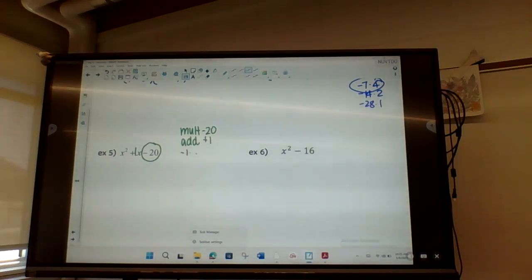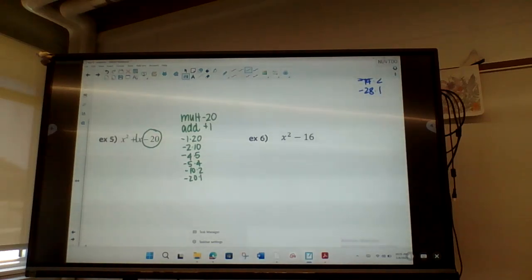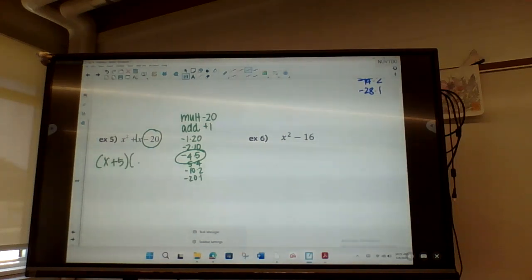Because if you do negative 1 and 20, and 10, and so the one that will add to give me 1 is 5 minus 4. Plus 5 minus 4 gives me a positive 1.